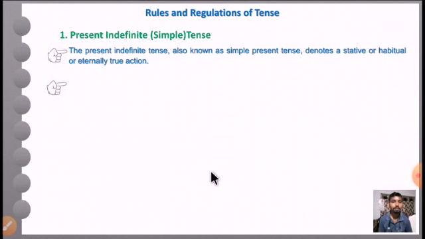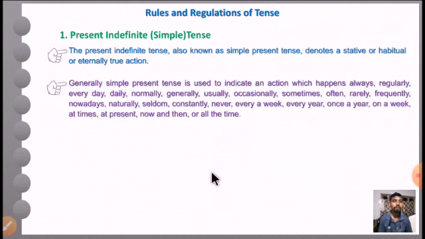Number 2 point is that generally simple present tense is used to indicate an action which happens always. I read a book, you are doing it always. I brush my teeth, that you are doing always. It means it happens always, regularly, every day, daily, normally, generally, usually, occasionally, sometimes, often, rarely, frequently, nowadays.